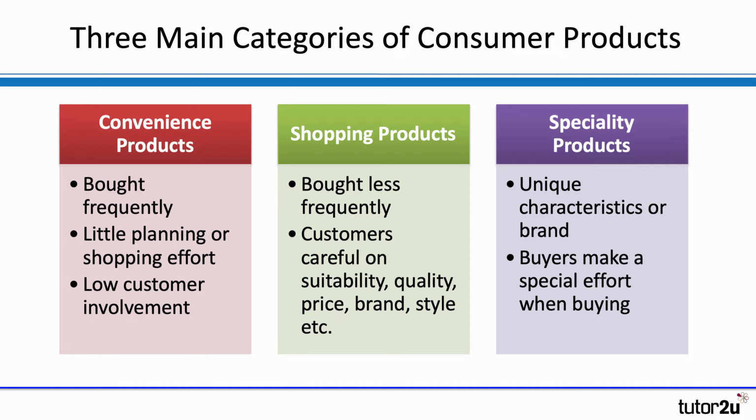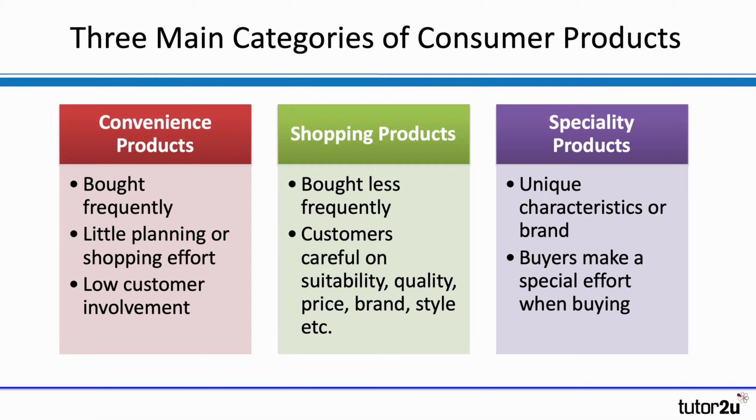identifies three types of consumer products: convenience products, shopping products, and specialty products. And we'll just spend a minute going through each of these to give you an example of what they're about and also the implications for the marketing mix.